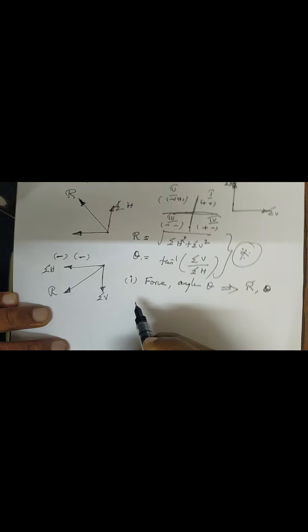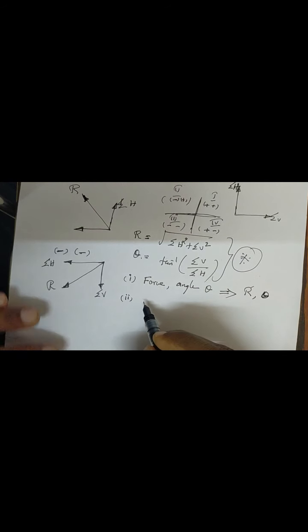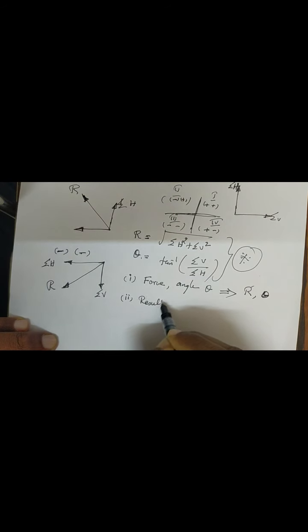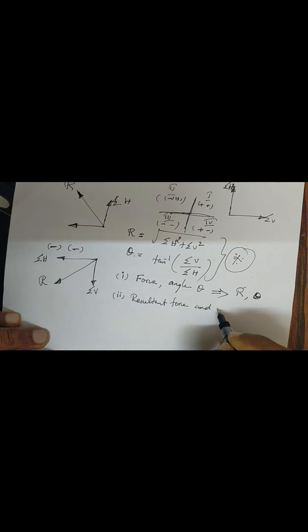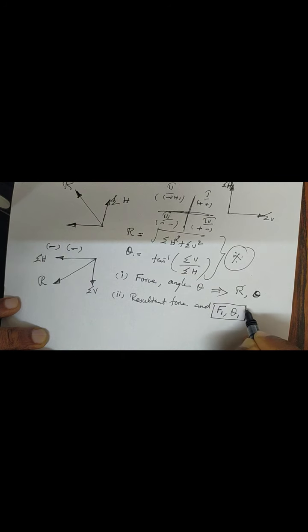The second possible way to ask the question is they give the resultant force, and they omit any one force, maybe F1 or F2 or F3, and theta 1. They omit these two. We should find the value of F1 as well as the value of theta 1. This is the possible way to ask this type of question.